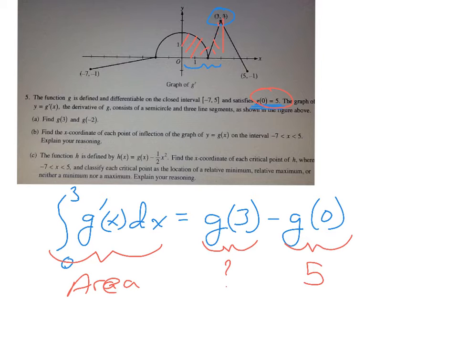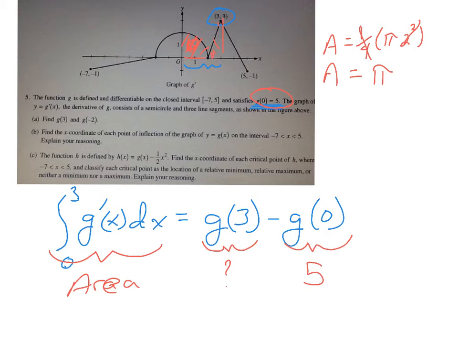So I'm going to find the area of this little circle part right here. Well, that area is actually a quarter of our circle. And our circle area, pi r squared, the radius is 2 squared. And when we have 2 squared and pi, this area here is just going to be pi.